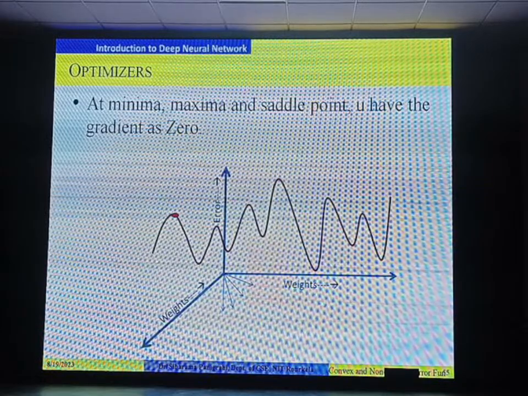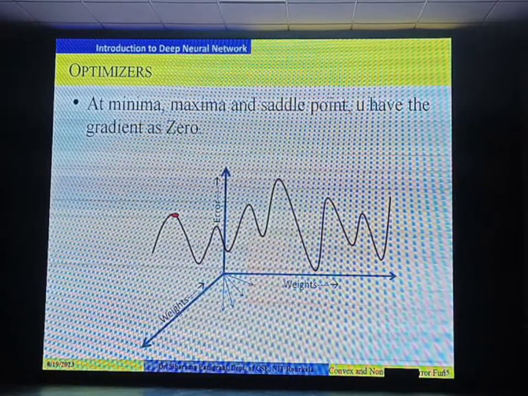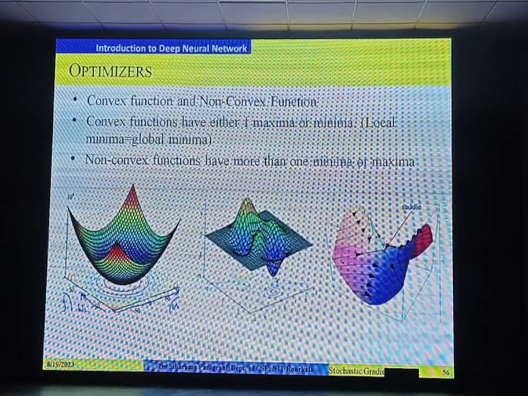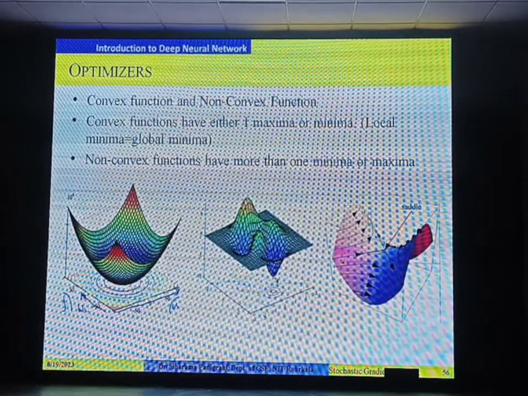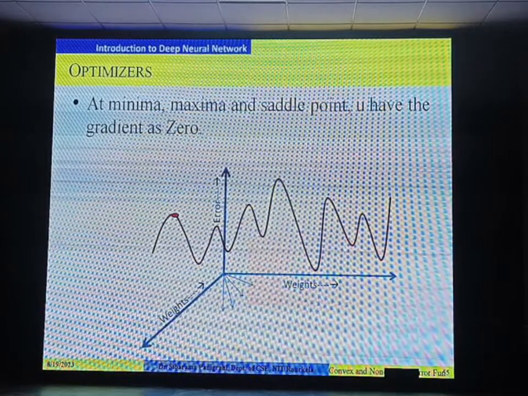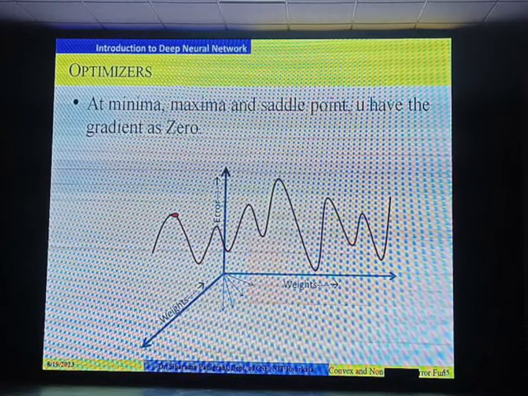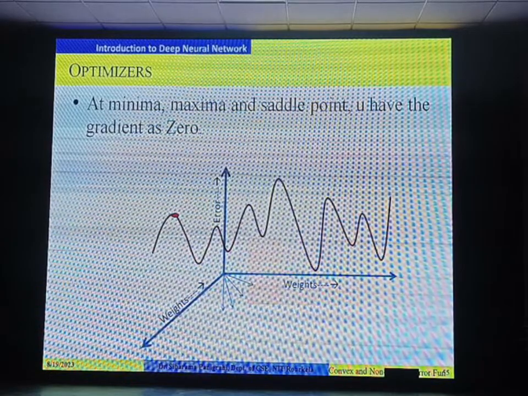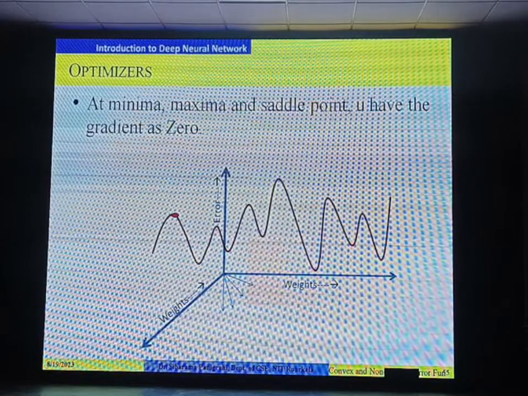Right. So now you see the error function. This is the saddle point. Here I have told you one new thing: at minima, maxima and saddle point. Minima and maxima, all of you are aware, I have already told you. But what is a saddle point?